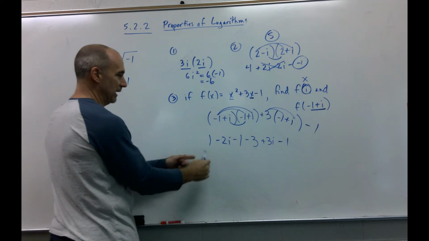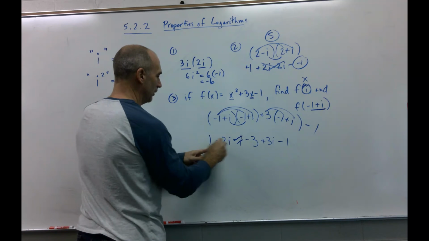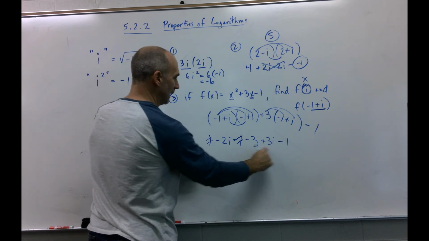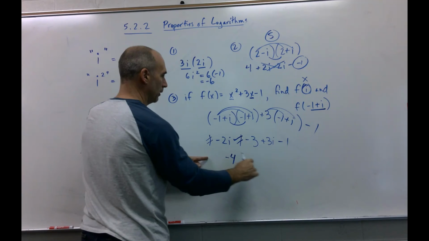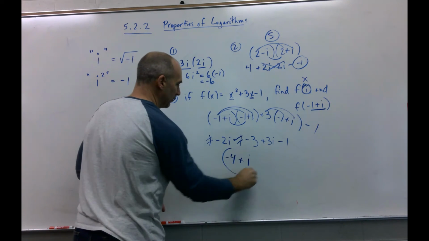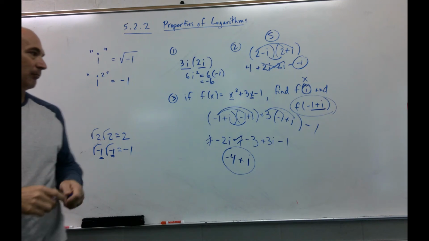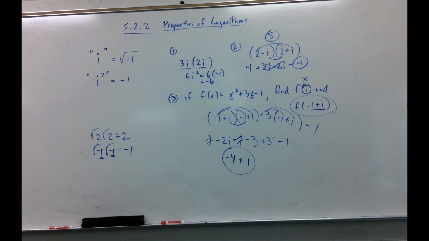Now we're looking for like terms. 1 minus 1, these two things cancel. So I get negative 3 minus 1 is negative 4. Negative 2i plus 3i is 1i, or just i. And there's my answer to that. Not too bad. FOIL and using your functions. One more thing.